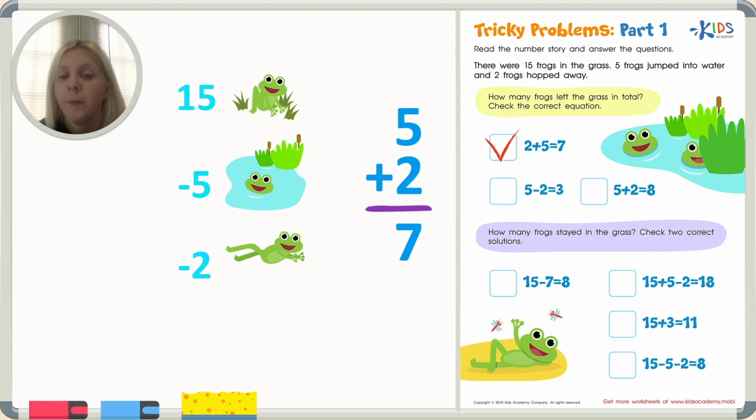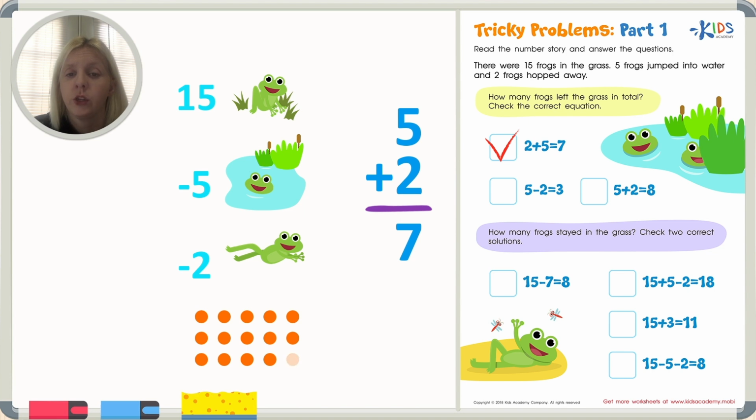I think that that's correct, but let's go ahead and solve this problem so that we can figure out how much this is. So let's take 15: 1, 2, 3, 4, 5, 6, 7, 8, 9, 10, 11, 12, 13, 14, 15. And we're going to take away 5. So 1, 2, 3, 4, 5. And we're also going to take away 2. 1, 2. And that is going to give us the answer. And hopefully that's 8. So let's figure it out. 1, 2, 3, 4, 5, 6, 7, 8. That's correct. So 15 minus 5 minus 2 equals 8. So I'm going to put a check next to that one.